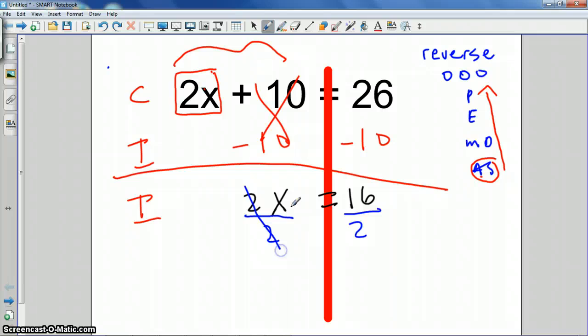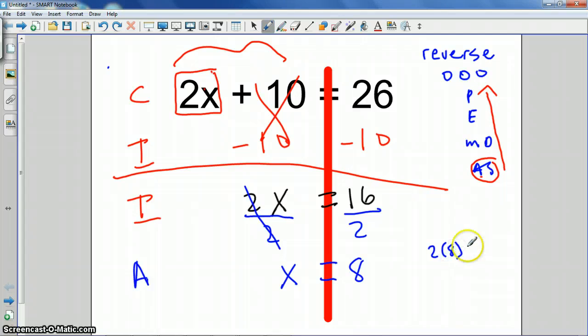Well, this makes 1, which cancels. Now we'll write our answer. On this side, once we cancel there, we have an x. 16 divided by 2 is 8. So it looks like this should be 8, and we can check it. And I would advise you to check these constantly. Instead of x, let's put in our 8.